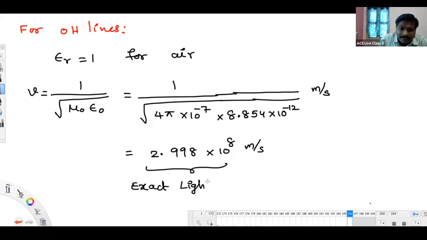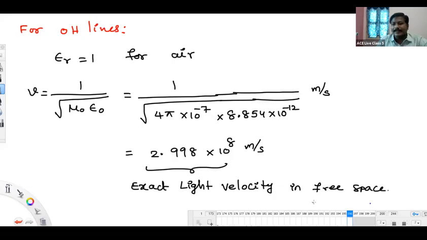Exact light velocity in the free space, and this number I will be taking up as 3 approximately. So 3 into 10 power 8 meters by second we use to write most of the times for the simplification. Okay, so please complete this one. So I'll move with the next slide to take up that velocity.